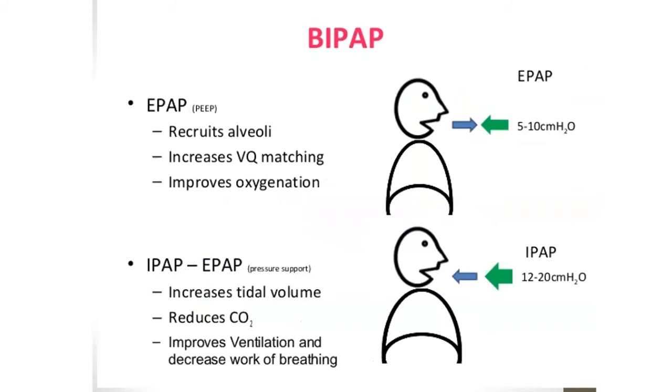EPAP, PEEP, recruits alveoli. It increases the VQ matching. It improves oxygenation. And IPAP minus EPAP, the pressure support, increases the tidal volume. It reduces CO2 levels, improves ventilation, and decreases work of breathing.